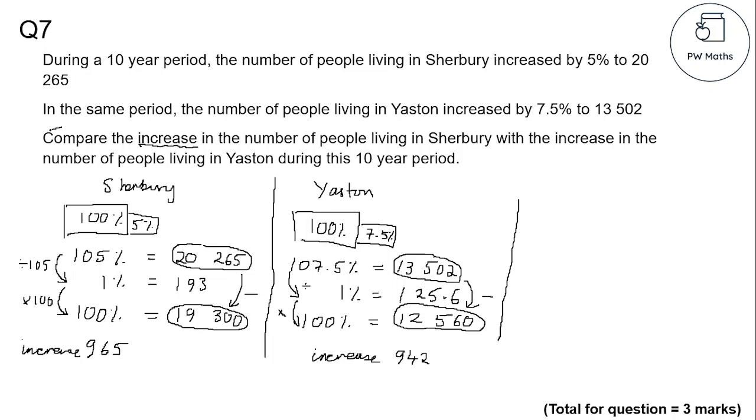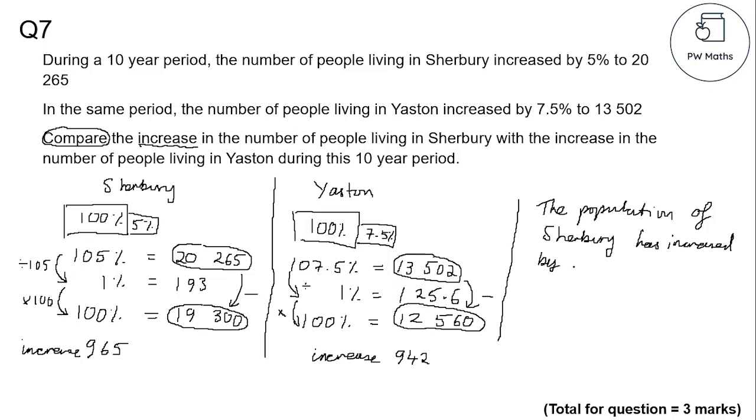It says to compare them. So we need a comparison word. I would say the population of, and I always like to say which one's got more people living in it now. The population of Sherbury has increased by, well, we're comparing 965 with 942, so I would say the population of Sherbury increased by more people for full marks. Reverse percentage change, done.